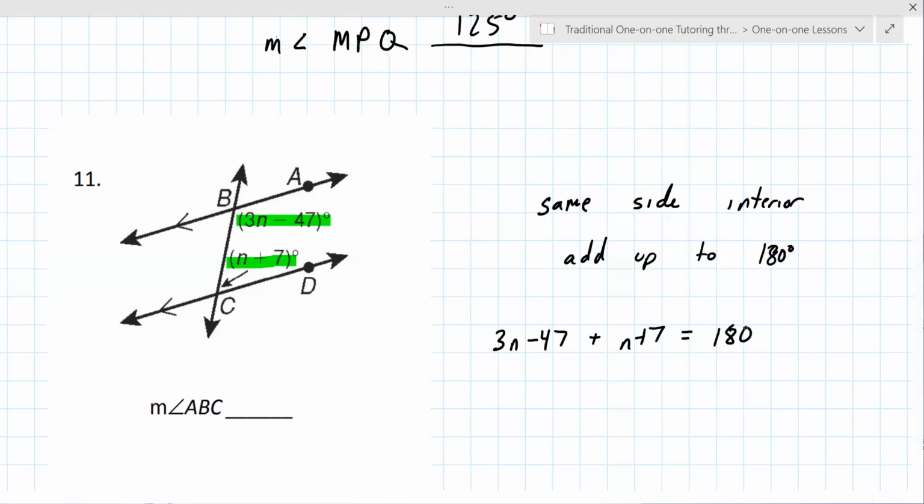Okay. So there, it's not just, oh, let's just set them equal. Sometimes when you set them equal, you get an answer and you think it's right, but this is the case. They are same side interior because they're on the same side and they're in the interior. So they add up to 180. So what I'd like you to do is solve this equation for n and let me know what you come up with, please.